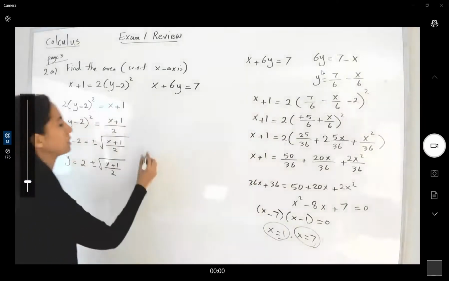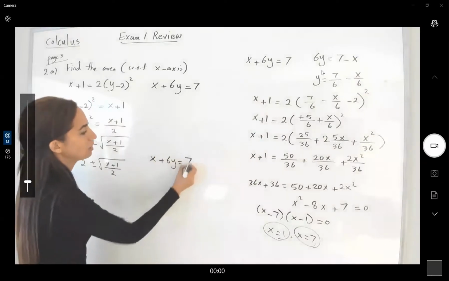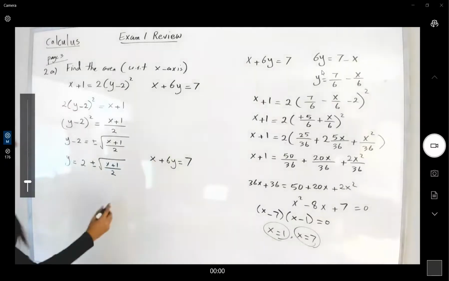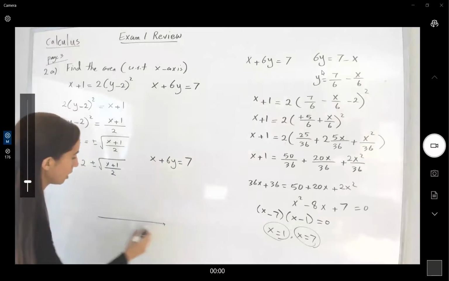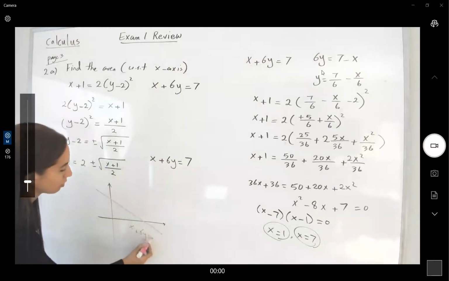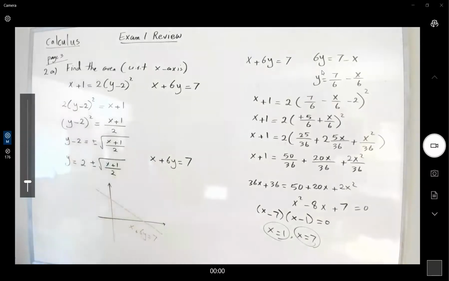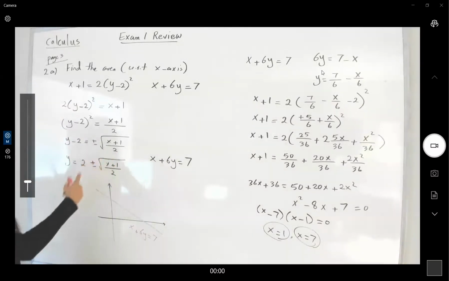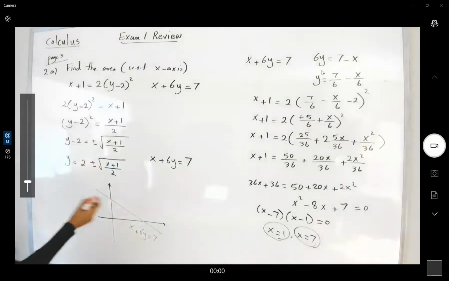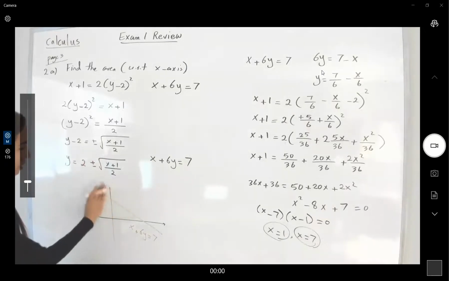And the other one is x plus 6y equals 7. You can use Desmos or any graphing device that you have and visualize this. One of them is just a line, x plus 6y equals 7. And the other one, as you can see, has a plus or minus, so you have to consider the positive side and negative side as well. If we try to graph it, the graphing is very nice here.